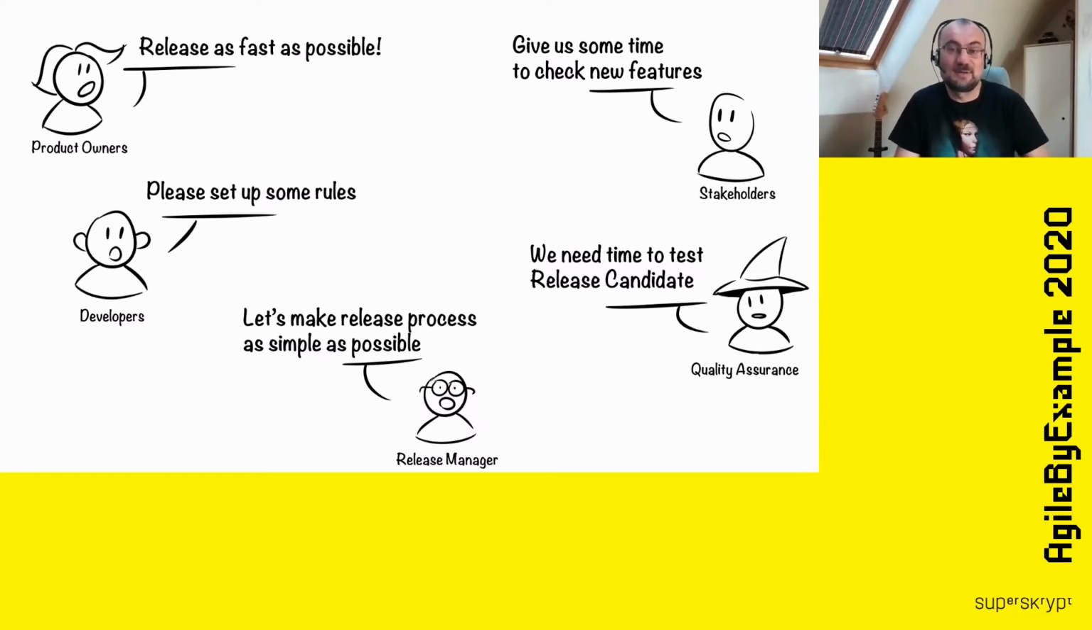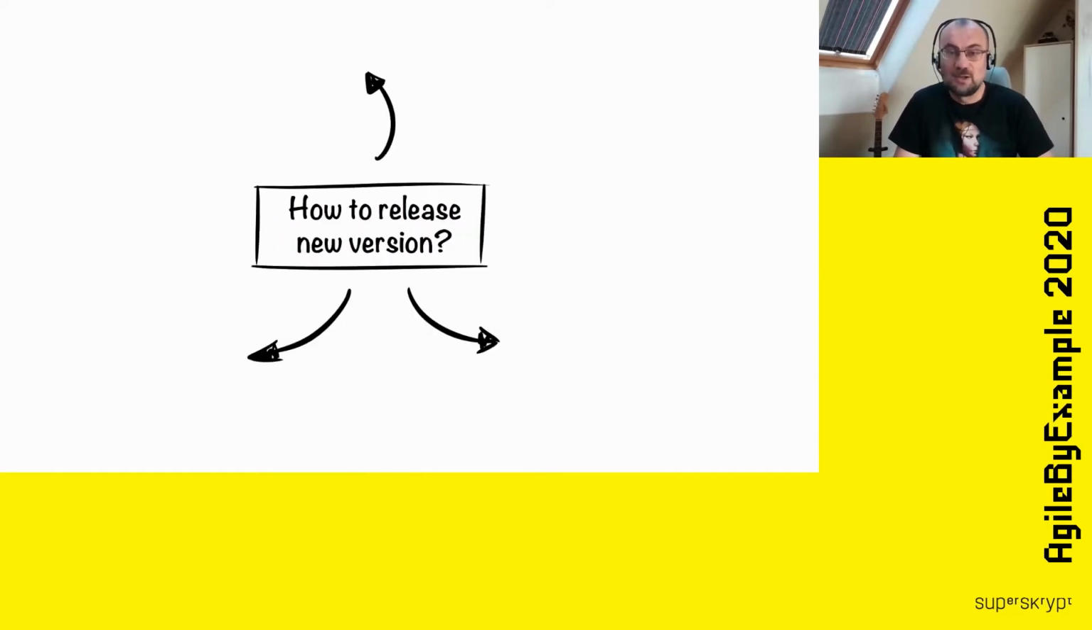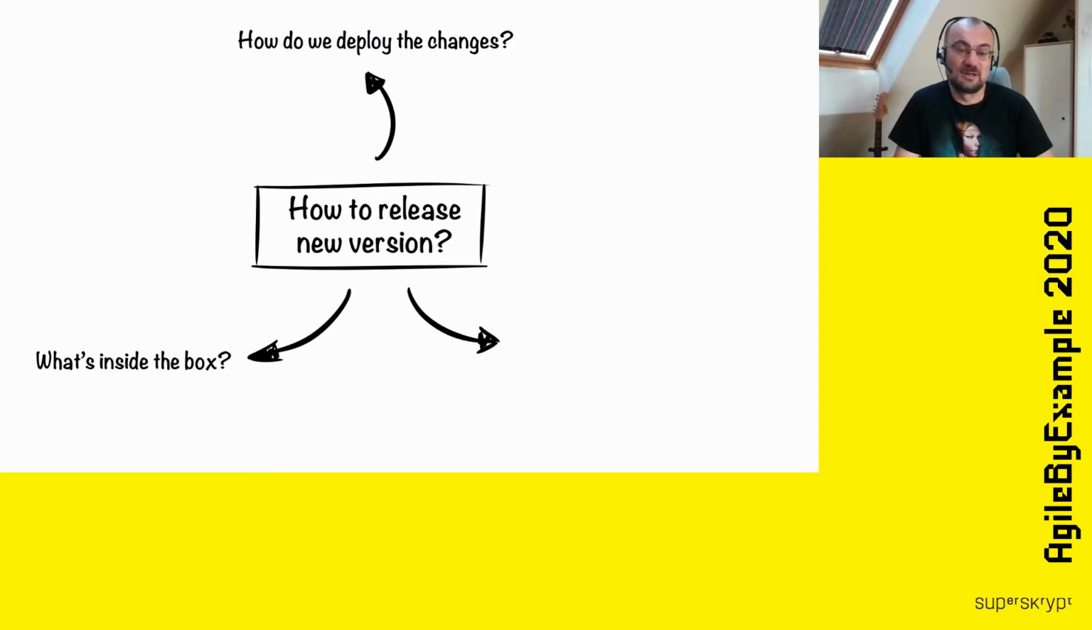So we had our expectation and we started to create the model of the process. We realized that we need to answer the question: how to release a new version of our application to the production environment. And this question can be split into 3 smaller questions. So how do we deploy the changes from a technical point of view? If we deploy a new version of our product, of our system, what features does it contain? And what is the schedule?